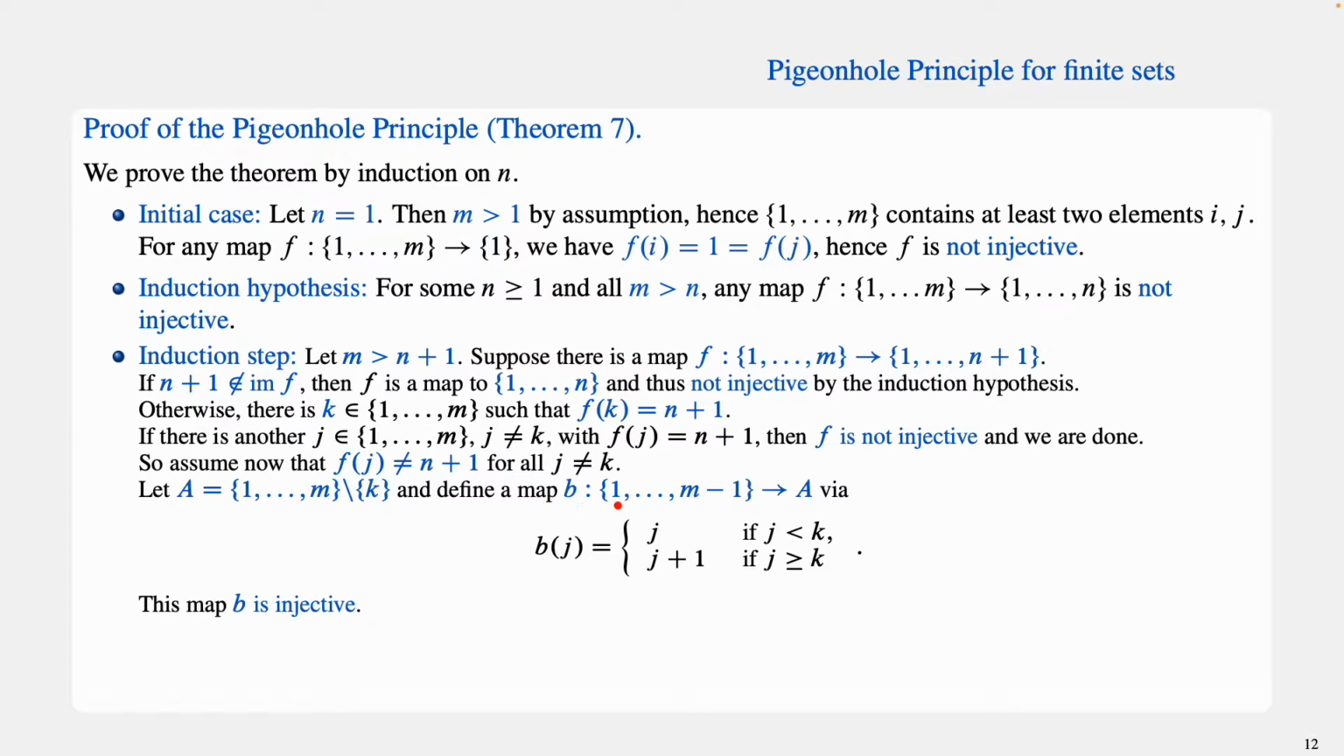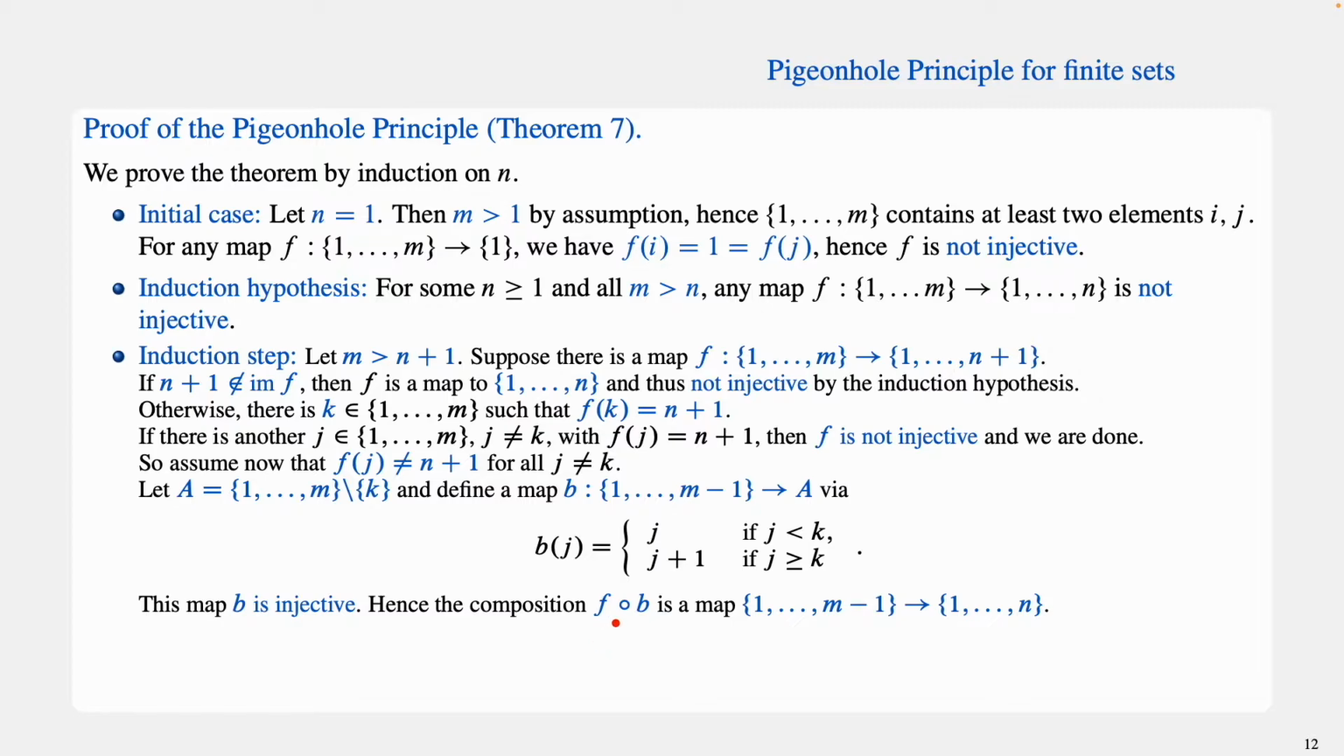And then I define a map B from the numbers from 1 to m minus 1 into this set A. I do it as follows. For all the numbers here that are smaller than k, I just map them to themselves because they are also contained in this set here. And for all the numbers that are greater or equal to k in this set here, I map them to themselves plus 1. And these are also contained in the set A because by doing this I miss the element k, and that's the only one that was excluded from the numbers from 1 to m. And this map B is injective. That's quite easy to see because all numbers j either get mapped to themselves or themselves plus 1, so two distinct numbers get mapped to distinct numbers in A.